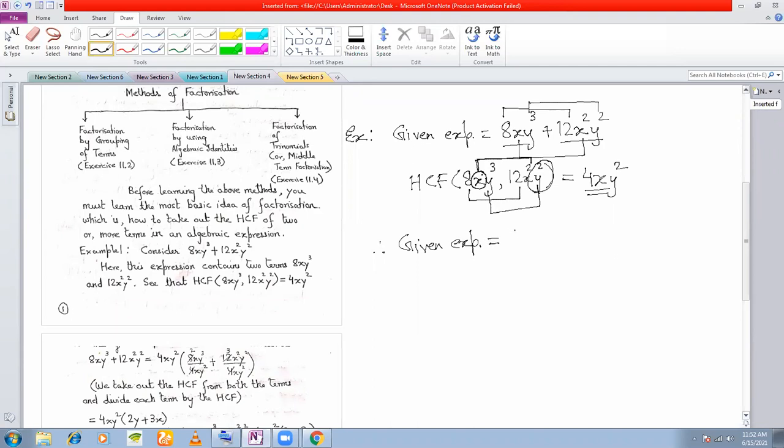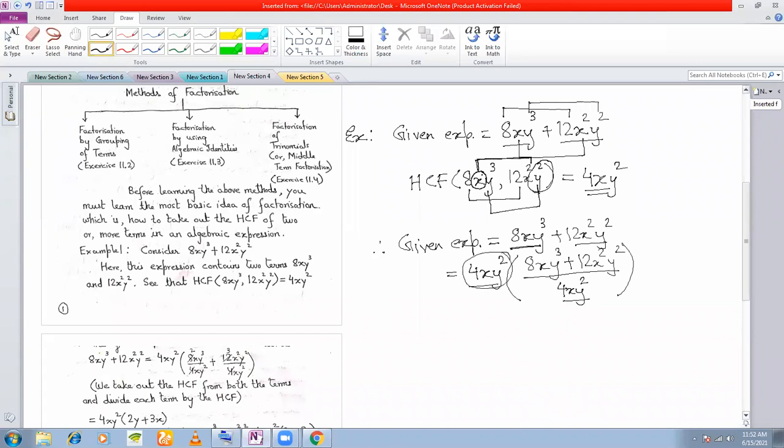So I write this again as 8xy cube plus 12x square y square. And here what I do is I take out 4xy square, which is the HCF of these two. Okay, if I take out this, what am I left with? When I am taking out this, I will also have to divide this by 4xy square, right?